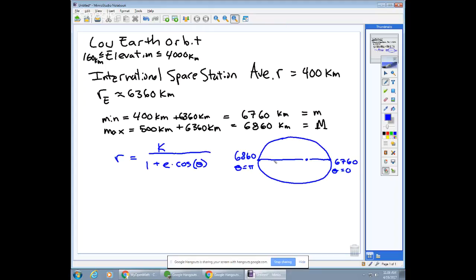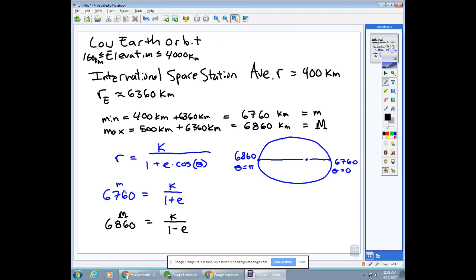What I can then do is take that information over to this equation here, because if theta is 0, cosine of 0 is 1. So we get that smaller radius, the 6,760, that's my little m. That's equal to k over 1 plus e. And then on the other side we get 6,860, the number I'm considering to be my capital M. That's going to be k over, what's cosine of pi? Negative 1, so that's going to be 1 minus e in the denominator. And that cleans up kind of nice.